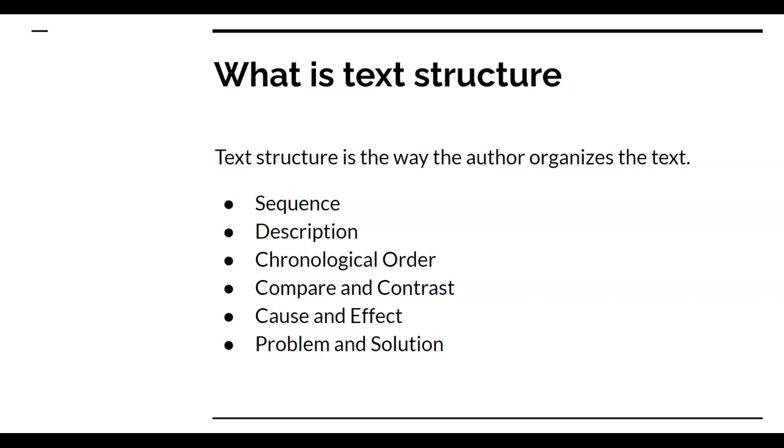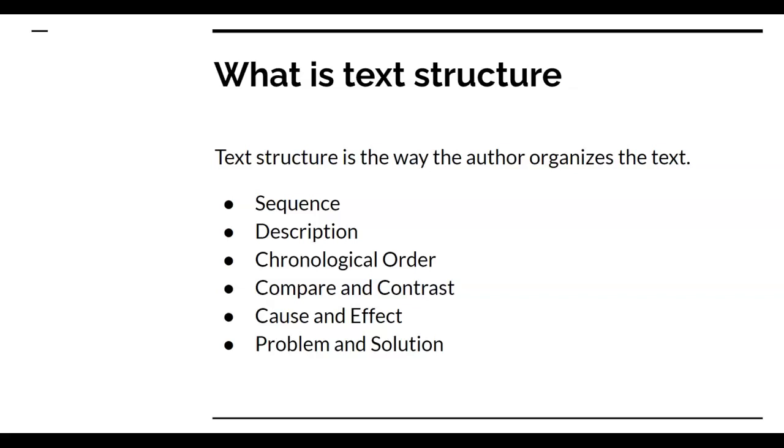Next, we have chronological order. Chronological order describes events like in a timeline. So what happened first, what happened second. This is kind of like the sequence text structure, but with sequence, remember, we're going to be looking at how to do or to make something. And in chronological order, we're talking about order of time. So you're going to see dates.